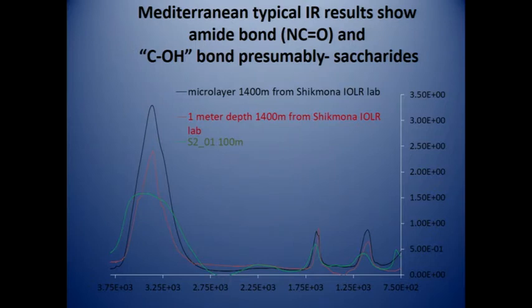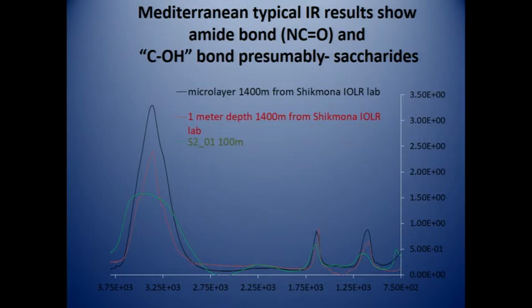The microlayer is in black. You can see it's all the same in the sublayer, 1 meter depth, and in green you can see 100 meter depth. And trust me, I did tens of samples out there in the sea up to 2,000 meters. It's all the same. Those 3 peaks are always there.